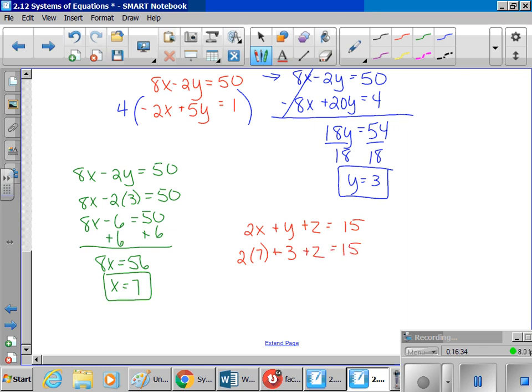Now beware, notice how when I make my 2's, I loop them. I'm not normally that kind of person. I usually make my 2 like this. But when I'm working with my z's, the 2's and the z's look so alike that I make sure I loop my 2 when I'm dealing with z's. Just a little trick there. So 14 plus 3 plus z is equal to 15. So 17 plus z is equal to 15. Subtract 17 from both sides, and z is equal to negative 2. Good. I knew that already because we got the answers.